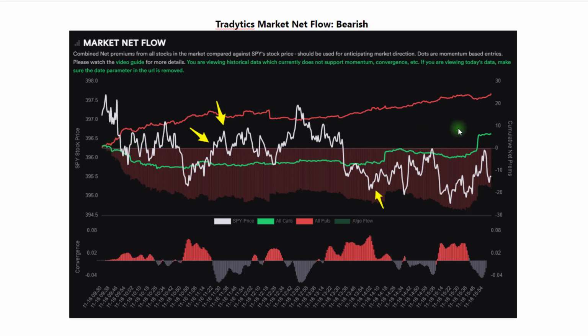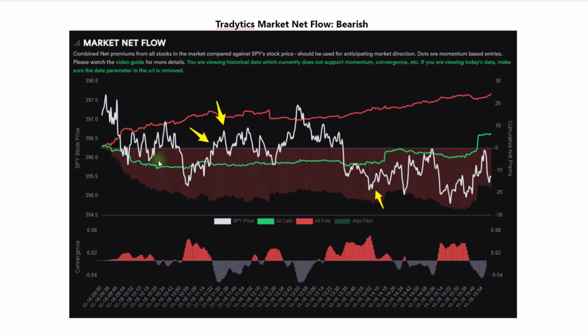So when the put premiums are rising, it's saying that there's a lot of puts being bought on various stocks. And we can see the cumulative net premiums ended up about 24 million in premiums. And then the green line is call premium. And on this particular day, the call premium was going lower. So this means that not only were puts being bought, calls were also being sold. So there's two net bearish things happening here.